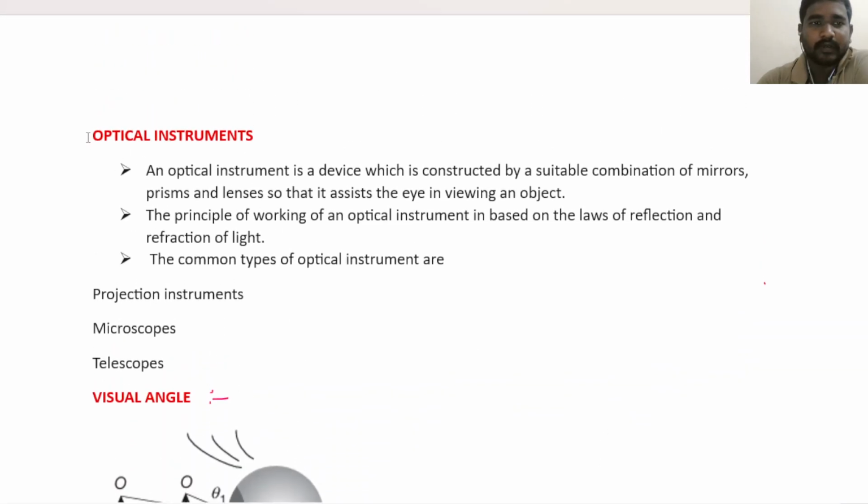Let's see the topic optical instruments. So here, an optical instrument is a device constructed by suitable combinations of mirrors. You can take it as mirrors, prisms, lenses, and all these combinations. The basic use of the optical instrument is that it assists the eye in viewing the object. An optical instrument is a combination of mirrors, prisms, and lenses so that it assists the eye in viewing the object.